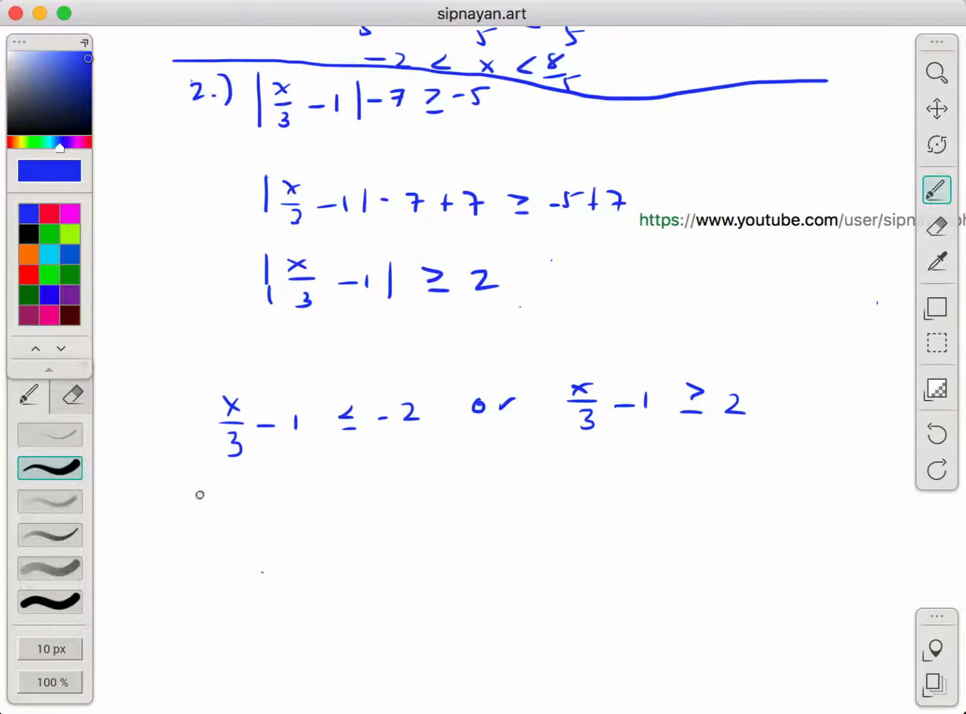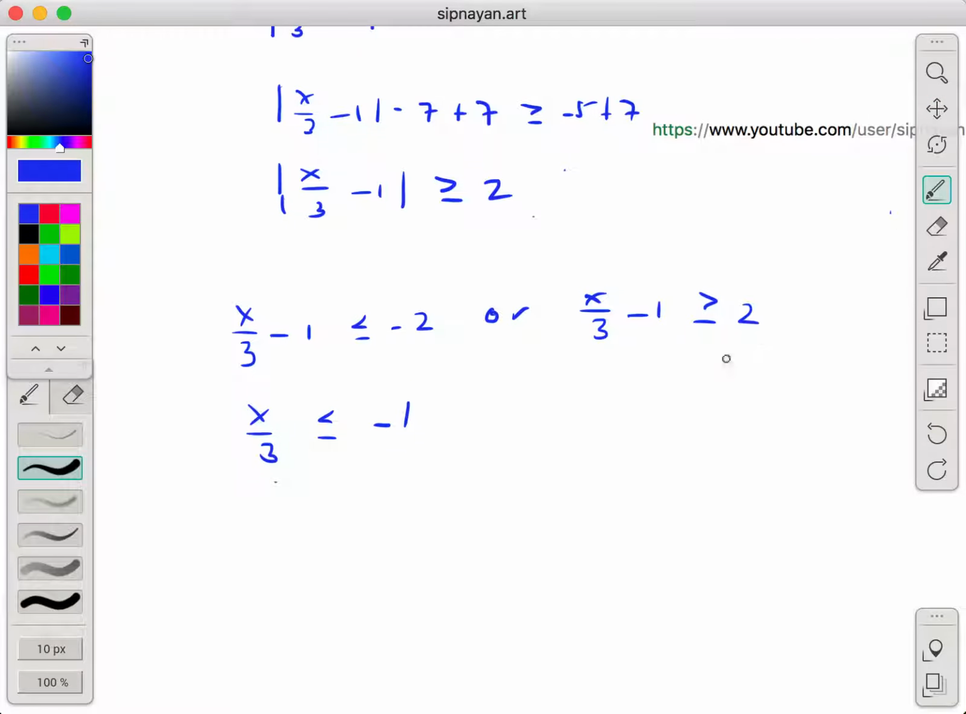So, mag plus 1 ako dito, magiging x over 3 minus 1 plus 1, magiging 0 is less than or equal to negative 2 plus 1, which is negative 1. So, nag plus 1 lang ako, kaya siya nakuha to. Plus 1 ako on both sides. And then, I multiply both sides by 3. I'll have x is less than or equal to negative 3. So, times 3, makakancel yung 3, x na matitira. Negative 1 times 3 is negative 3.